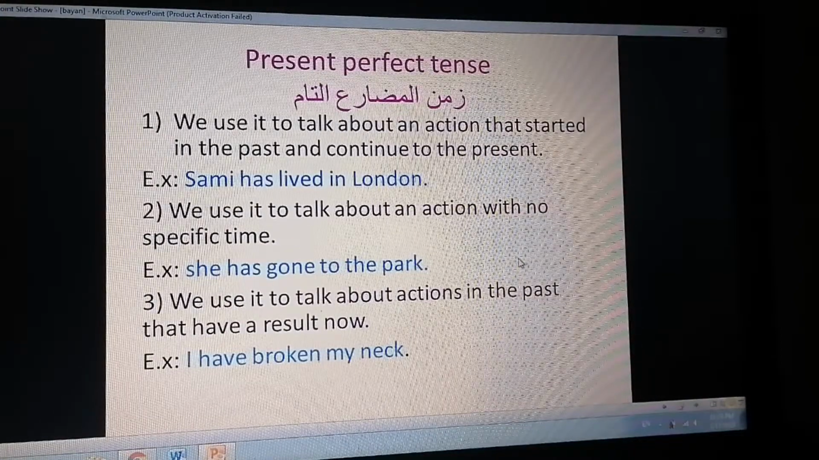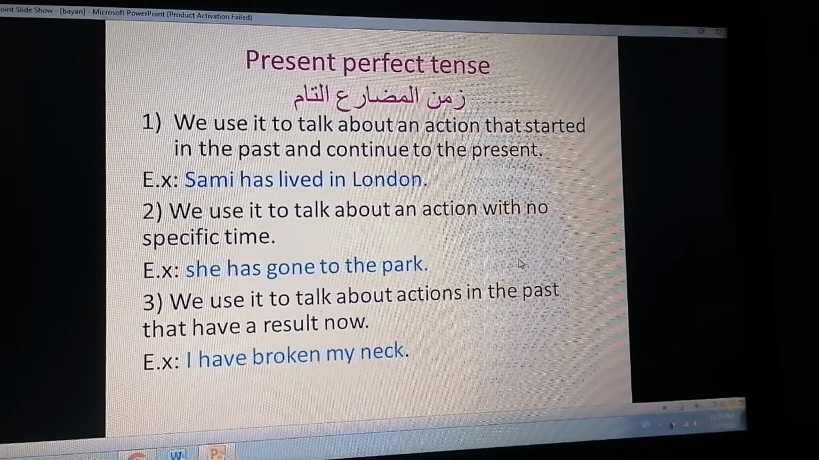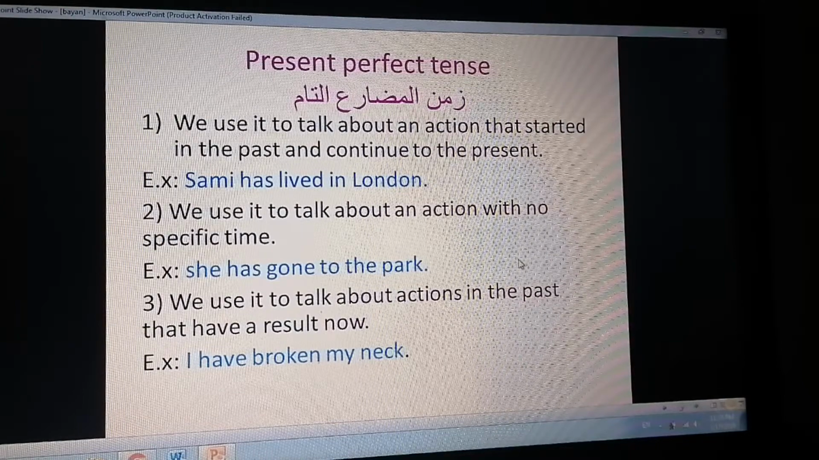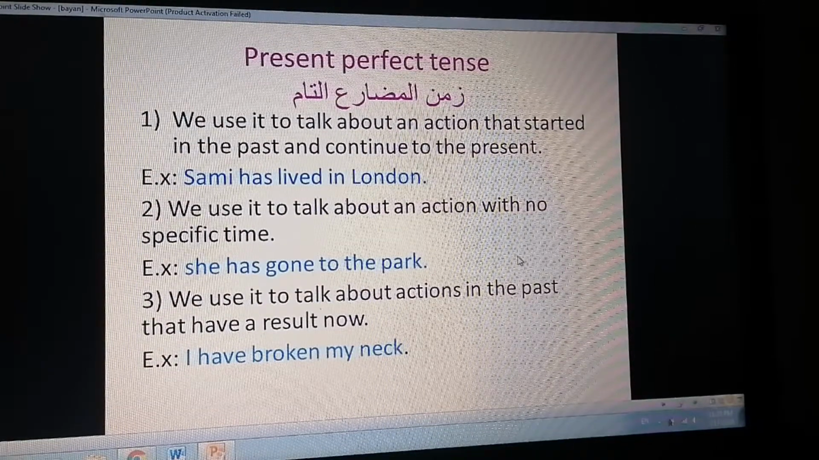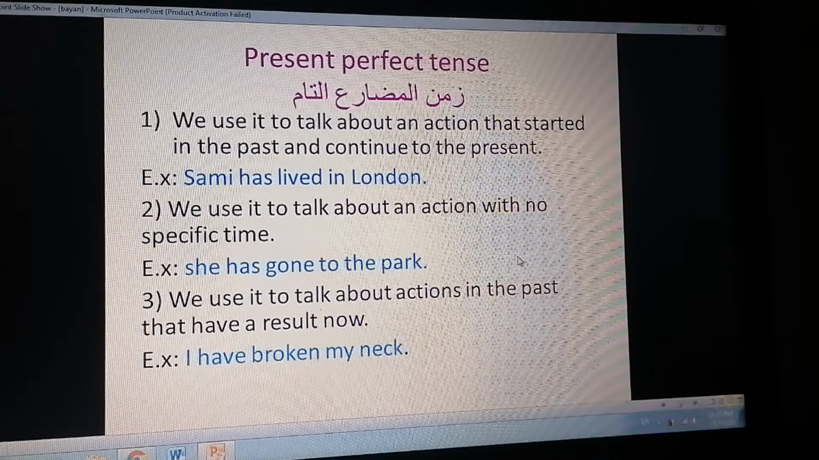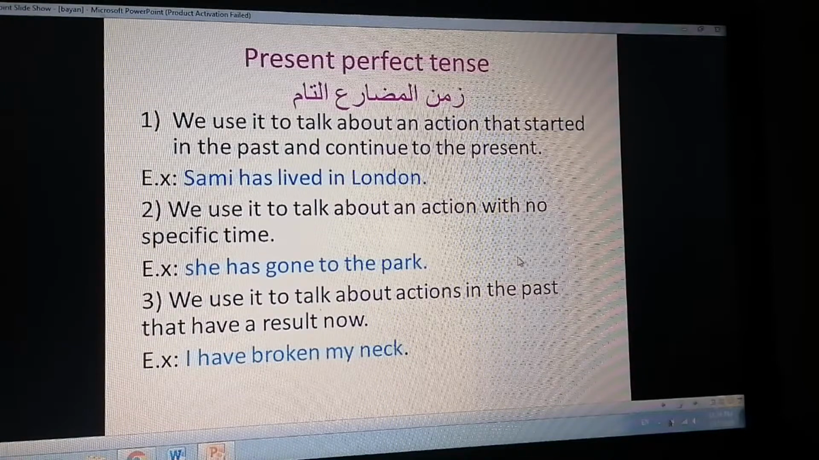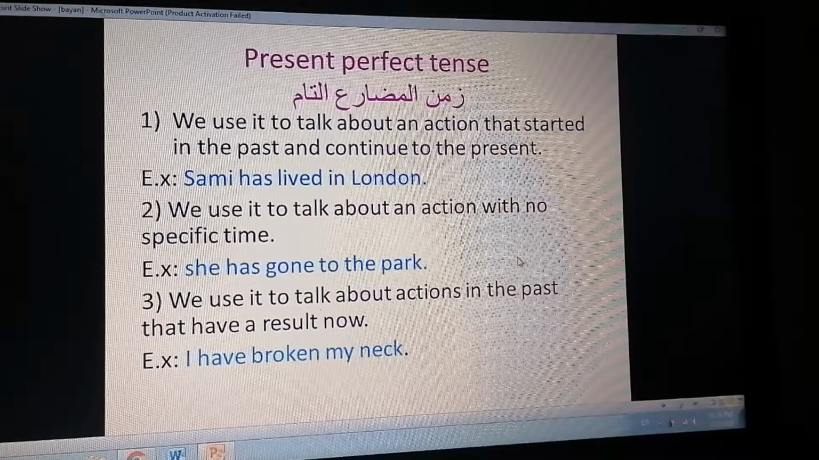After we talked about simple past and when we use the simple past tense, the structures of the sentence in affirmative, negative, interrogative questions and the keywords of simple past, now let's start to talk about present perfect tense. After talking about simple past, we said it is used to talk about an event that started and ended in the past with a specified time.